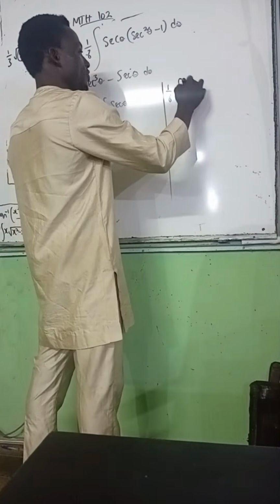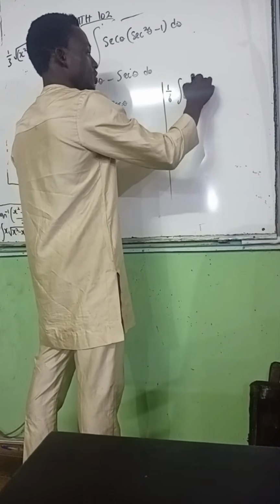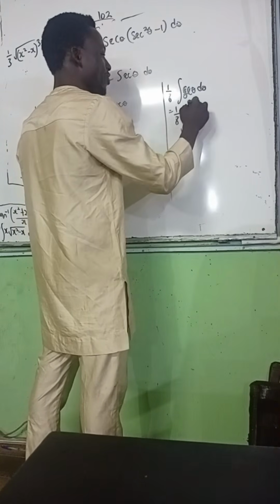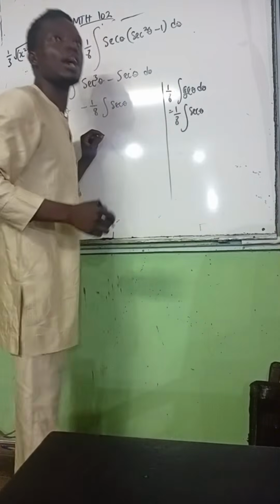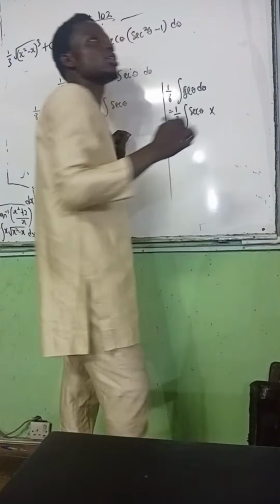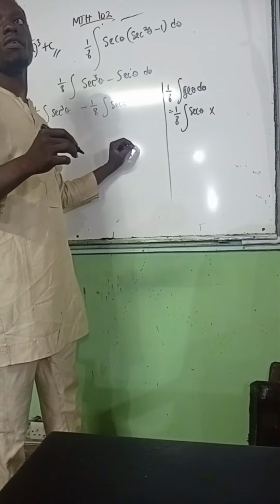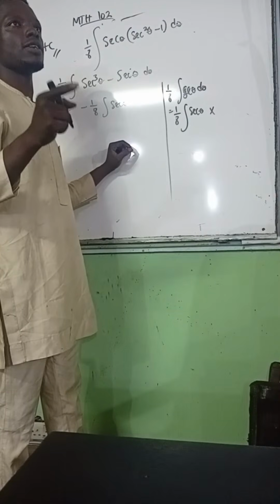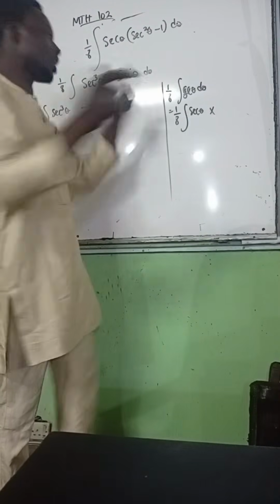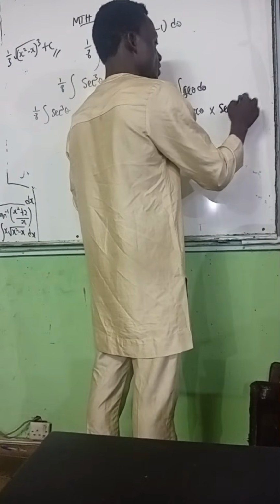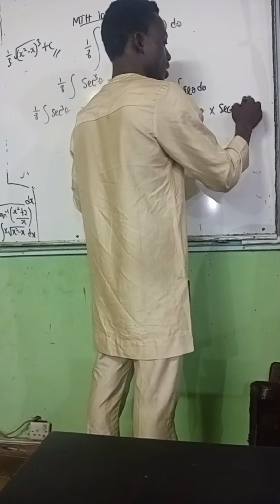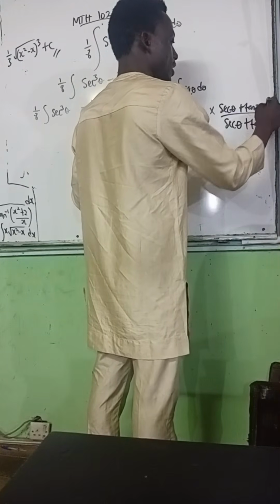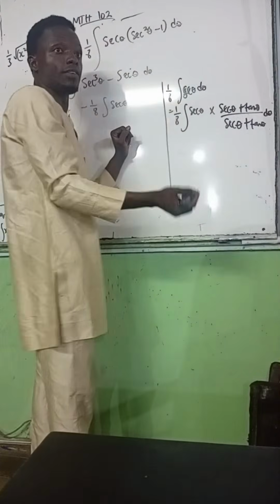1/8 integral of sec theta d theta equals 1 over 8 integral of sec theta times sec theta plus tan theta over sec theta plus tan theta d theta. So this is 1. I will not change anything.